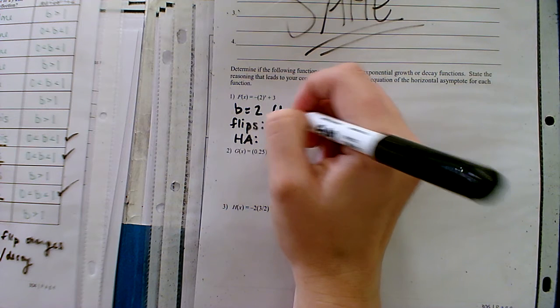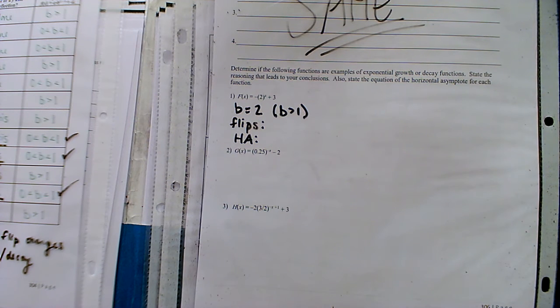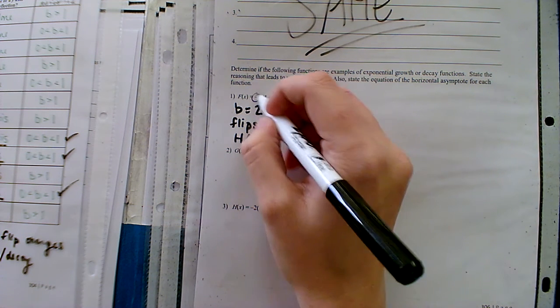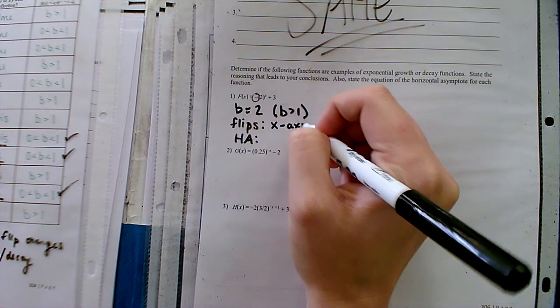So based on number 1, can we label what number is representing the base? 2. Okay, so that base is bigger than 1. Can we label any flips? We have a negative out front, so that's an x-axis flip. Can we think back from yesterday? We mentioned how if we have a negative leading coefficient, how that relates to the graph.